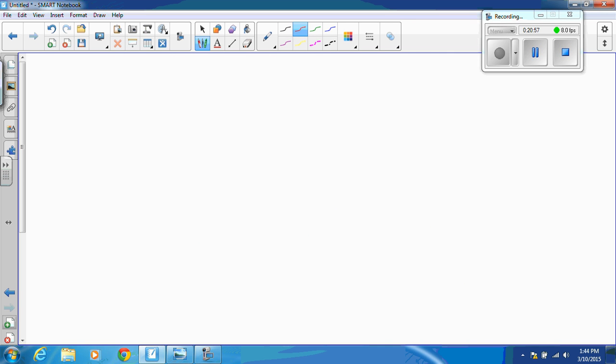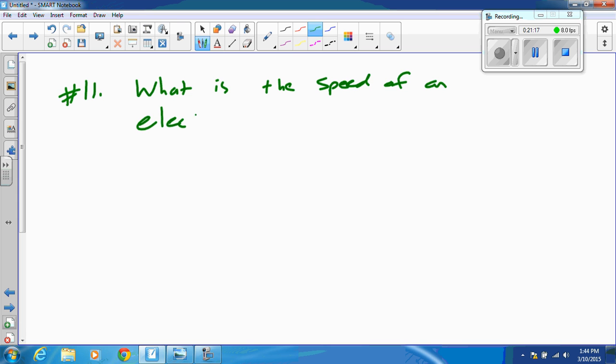So in that spirit, let's take a look at number 11 on that same page. What is the speed of an electron with a kinetic energy of, well, here we'll do part B, 3.2 kilo-electron volts, or keV. And so what are we told here?